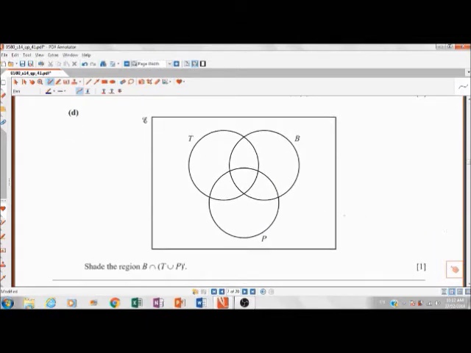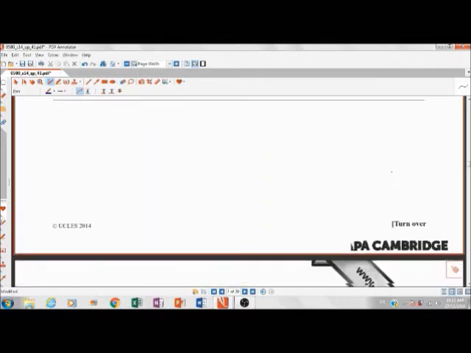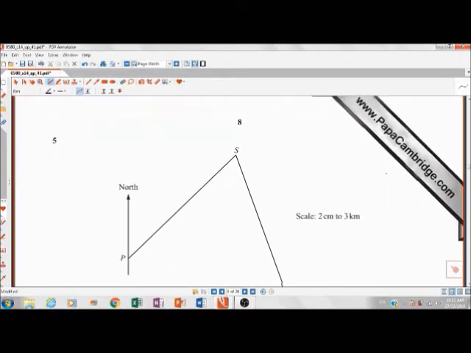Now shading, shade the region. So basically shading T union P, which is this whole thing, not, so you don't touch that, intersection B, so they just want this. Alright.